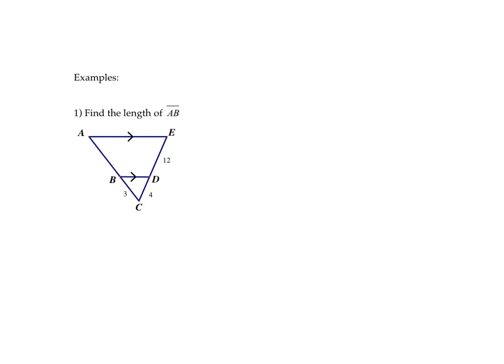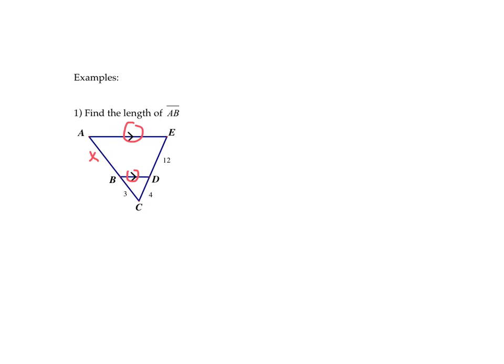Okay, so it's time to put those three theorems into practice. In our first example, we want to find the length of line segment AB. And I'm going to choose just to label it with X just to keep it a little bit simple. Notice in here that these two segments are parallel to each other. So according to our triangle proportionality theorem, our two sides are divided proportionally.